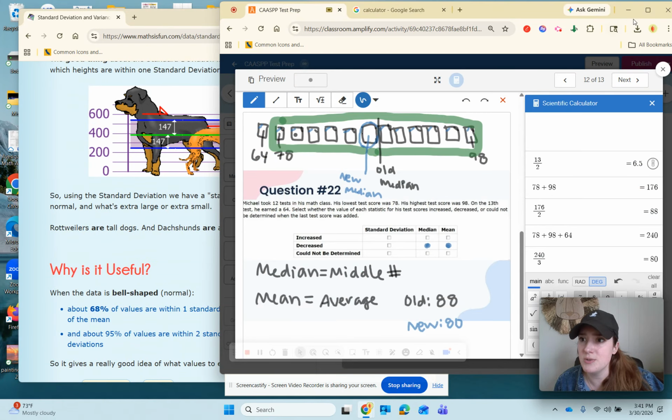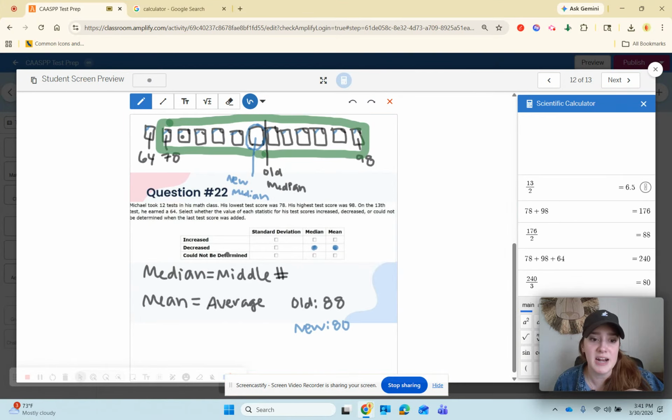Okay, so jumping back to this problem here. We're asked what's happening to the standard deviation. Because we are adding this very tiny value, with that visual of the dog standard deviation, because we're adding a small outlier, the standard deviation is going to increase. We're adding more of a range, a wider range of what is considered normal, because of this very small value.